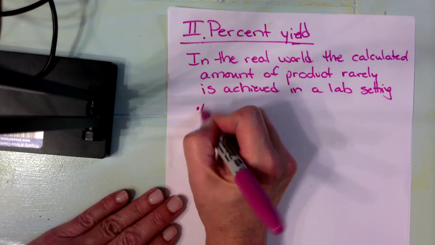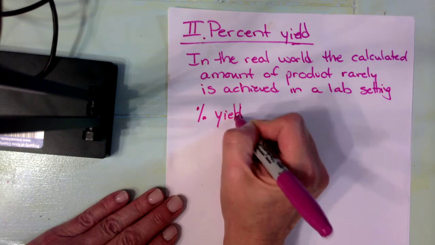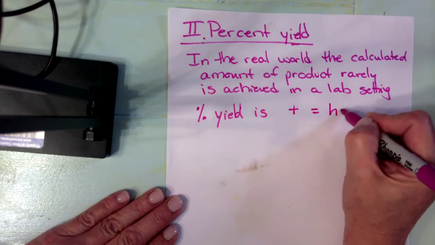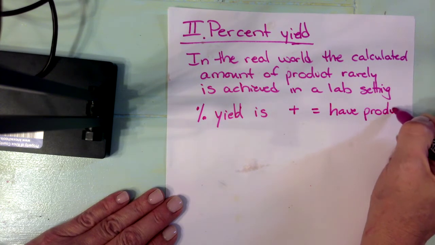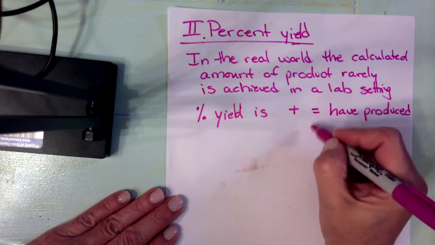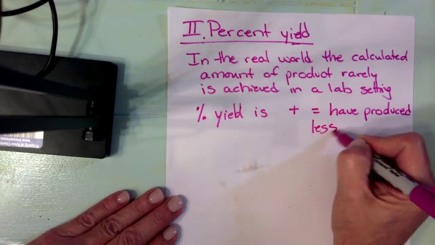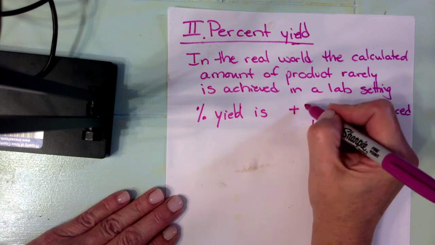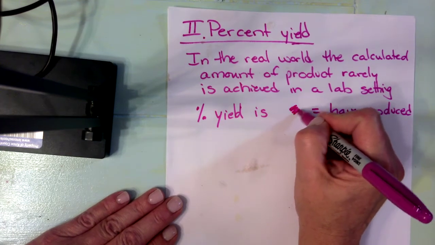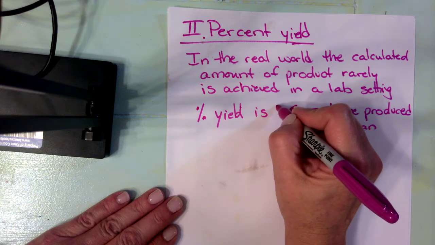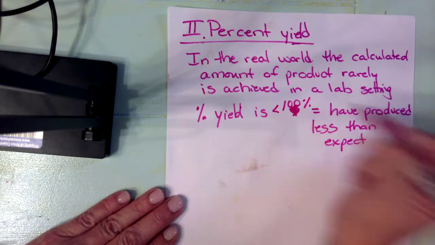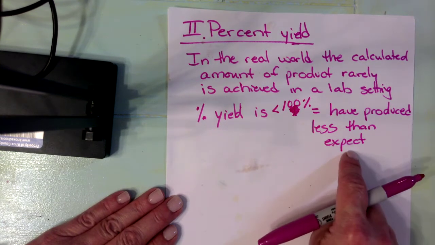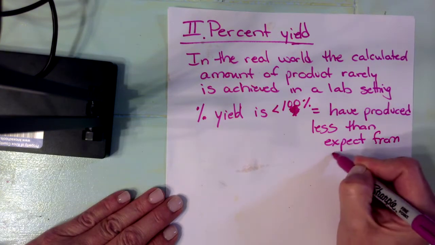So if our percent yield is less than 100%, this means that we have produced less than expected. All right, so if the percent yield is less than 100%, we have produced less than expected from calculations.